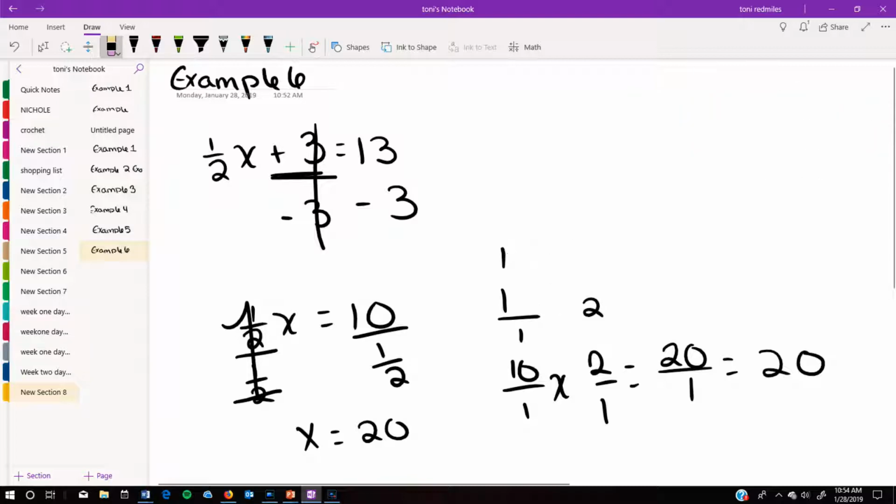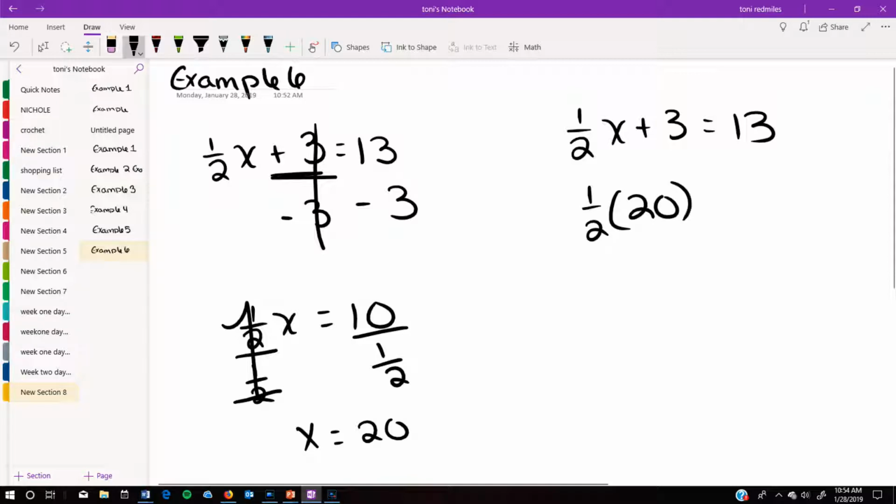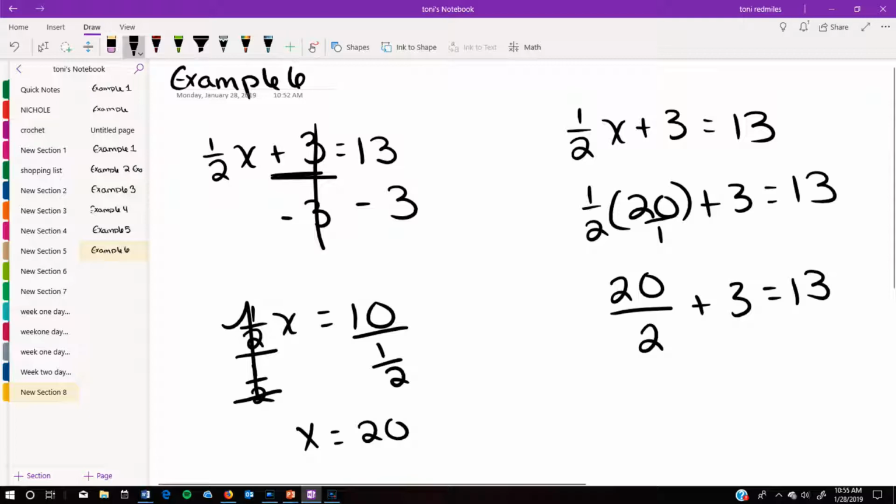Let me make some room for a check. So everywhere I see an X in my equation, I need to put a 20 in. So I'm going to insert 20 into my X and see if both sides work out right. Okay, so that I can multiply these fractions, I got to put a 1 under the 20. 1 times 20 is 20. 2 times 1 is 2. Now I got to reduce that fraction. So 2 goes into 20 10 times. 10 plus 3 is 13. It checks. So I know I did it right. Let's go on to the next one.